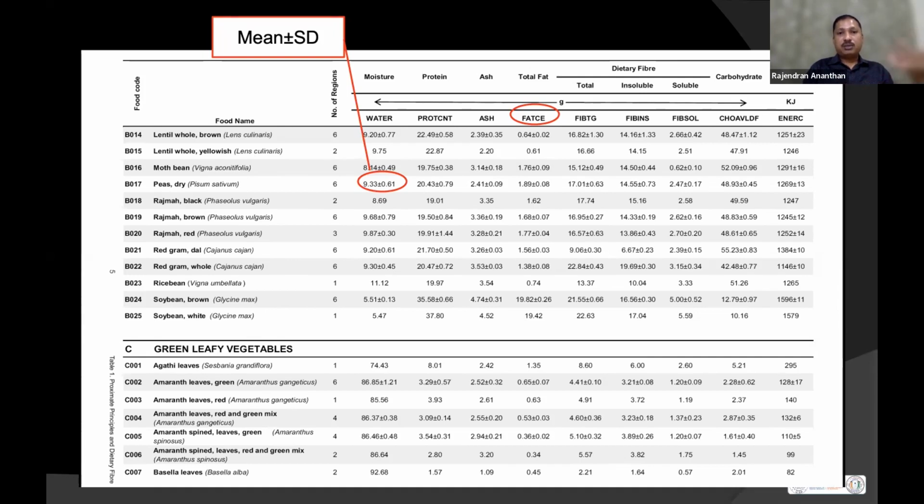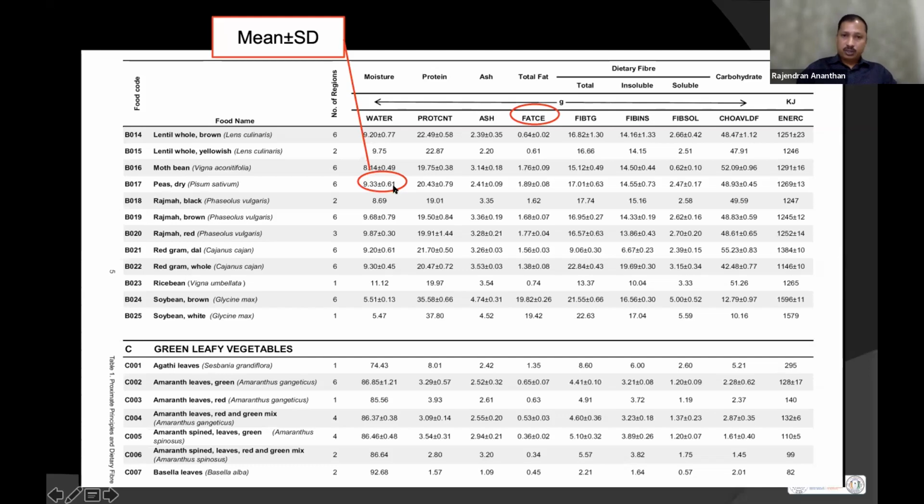The south, north, east, west, center, and northeast. We have done the analysis individually. Then we have taken the mean of all the 6 regions and the standard deviation of the 6 regions. We have given that as the national representative data.